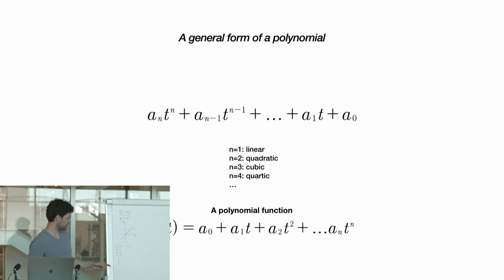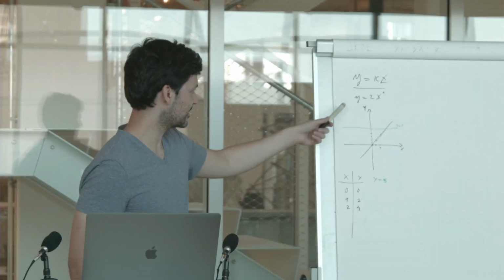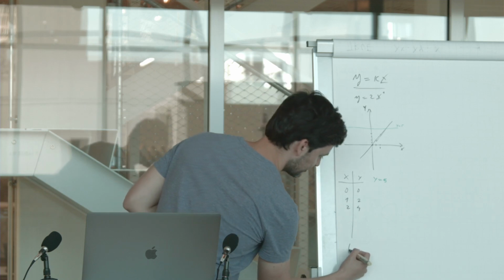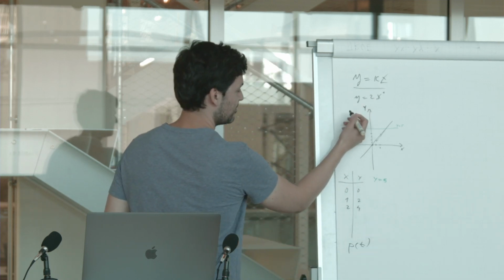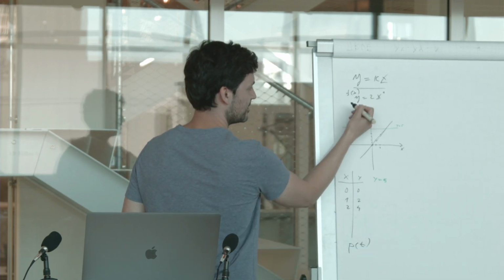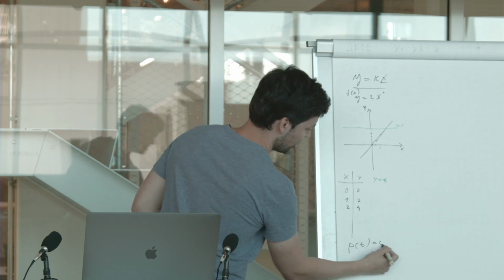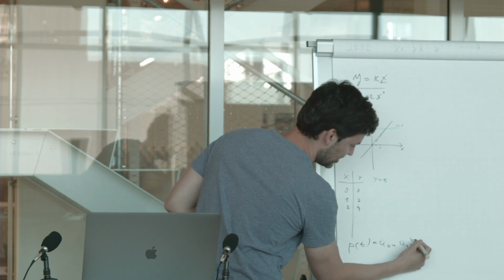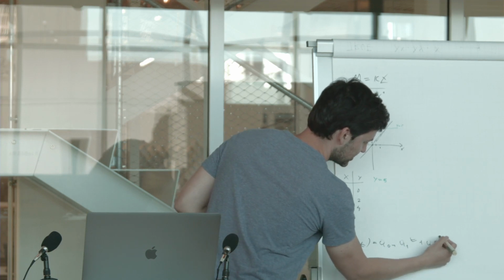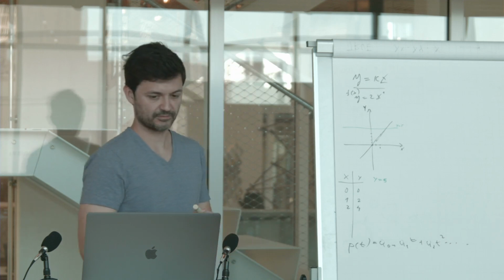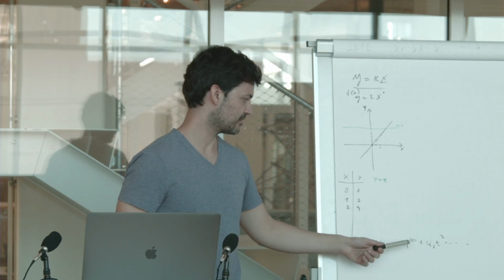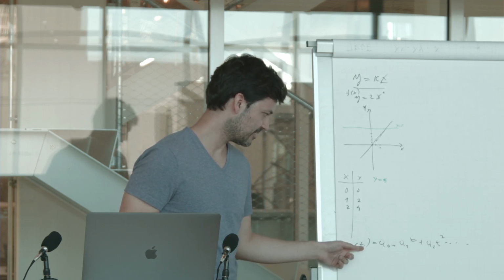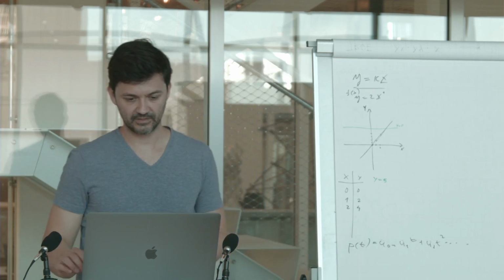We can also define them in the form of a function. Just like we have y equals 2x, we can make this a function p of t, where t is a variable. This can also be represented as f of x. So p of t equals a0 plus a1 times t plus a2 times t squared, and so on, depending on the power and on these coefficients. So you plug in the t, and you get some value.